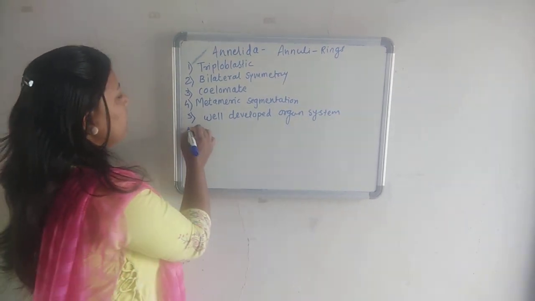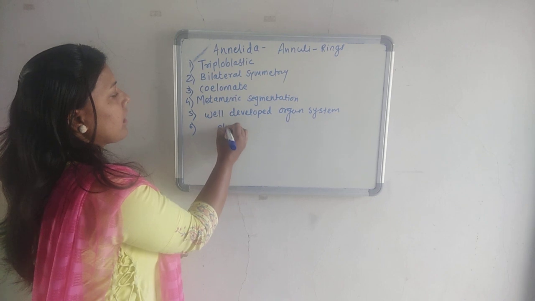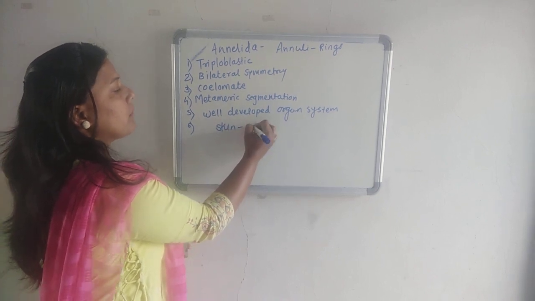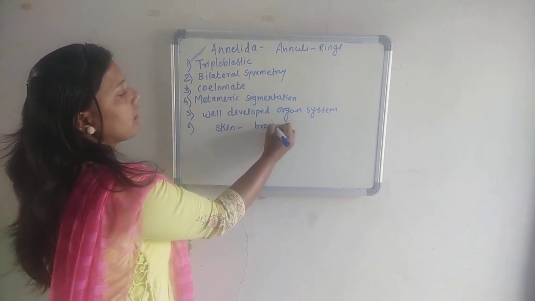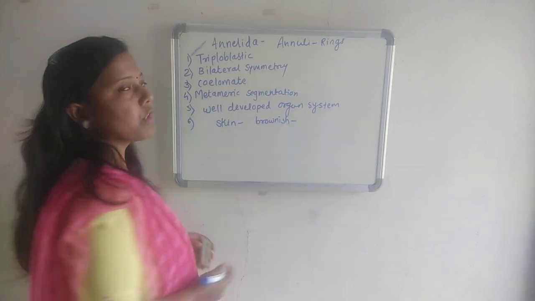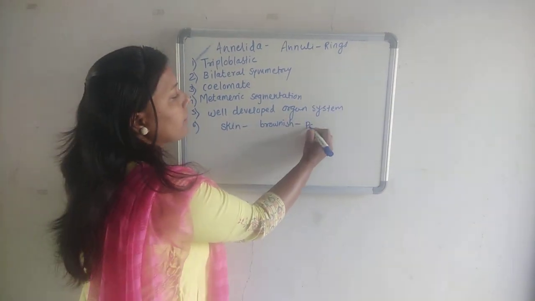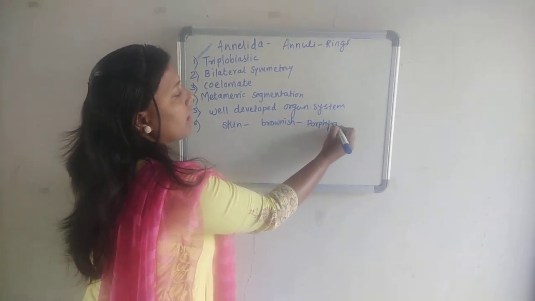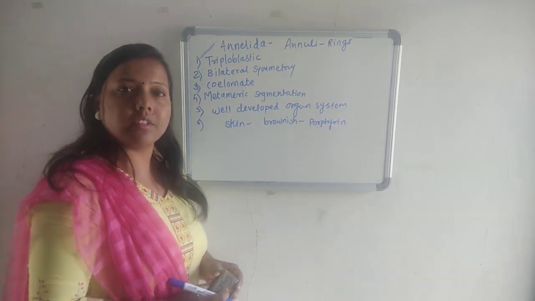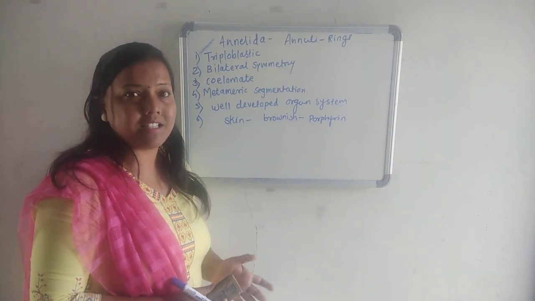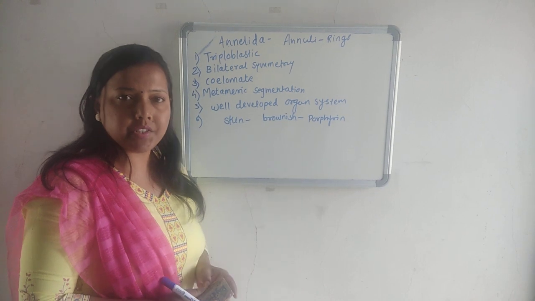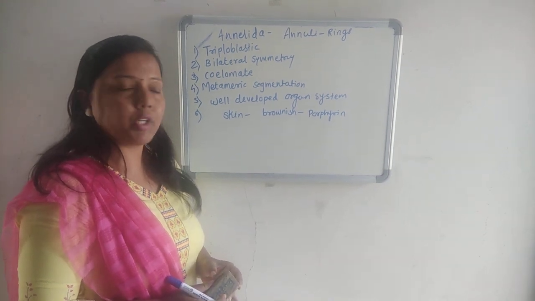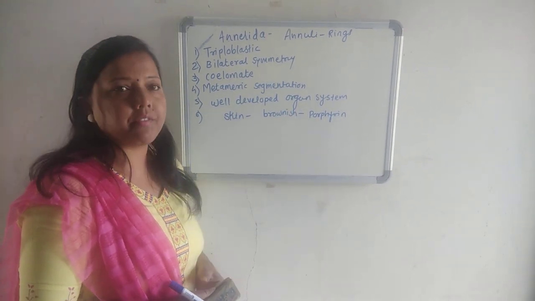Now we'll see about their skin. Their skin is somewhat brownish in color because of the presence of one pigment, that is porphyrin. All of you know the color of the earthworm and the color of leeches. It is mostly dark brownish in color. That color is because of the pigment porphyrin.